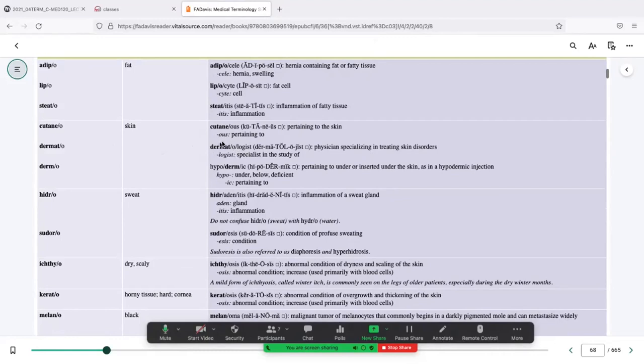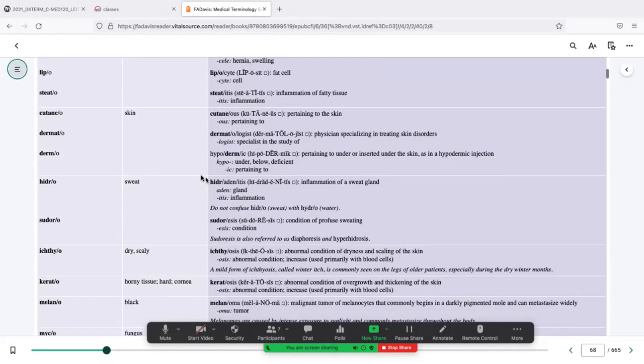Dermatology, the study of skin. Dermatologist is the specialist or the professional. And a dermatologist, they are an MD. So they went to medical school. And then they did, I forgot if it's 3 or 4 years now, it used to be 3, dermatology subspecialty for residency. Hypodermic, it's a needle that goes hypo, underneath your skin.